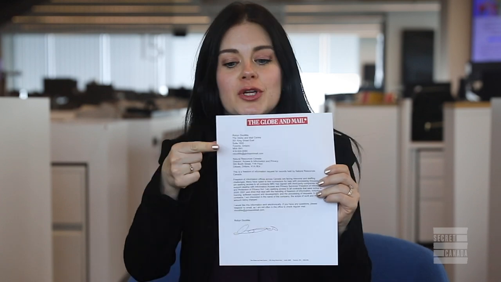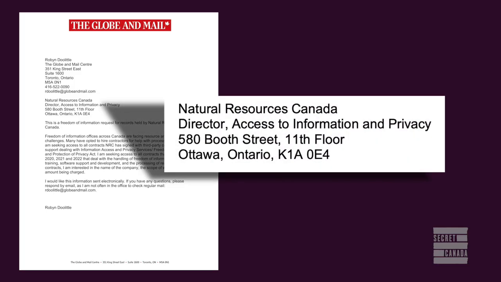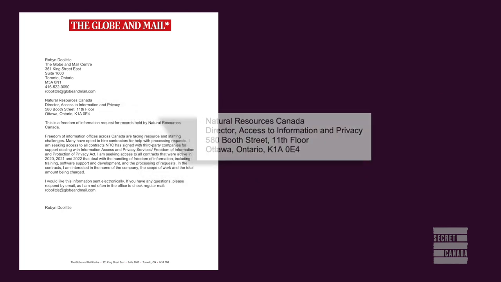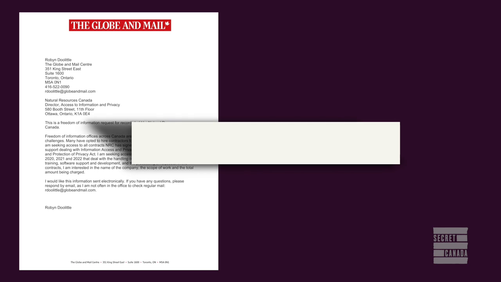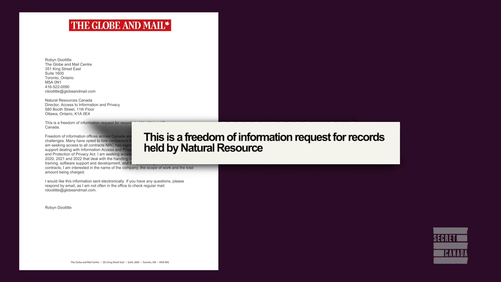And I have an example. Put your name and contact information at the top, then the public body's name and contact information. Now we're on to your first paragraph. Your first paragraph is going to read something like this. This is a Freedom of Information request for records held by Natural Resources Canada, or the City of Toronto, or the Ministry of the Environment.